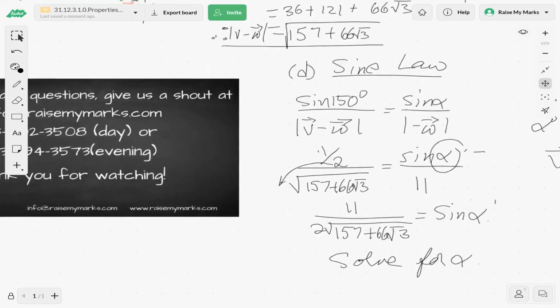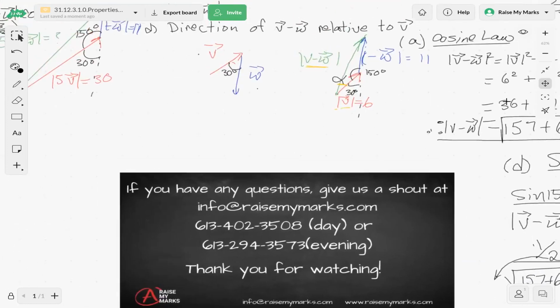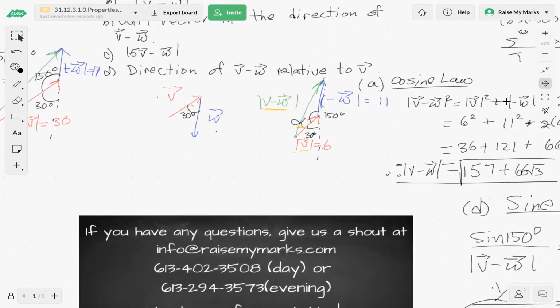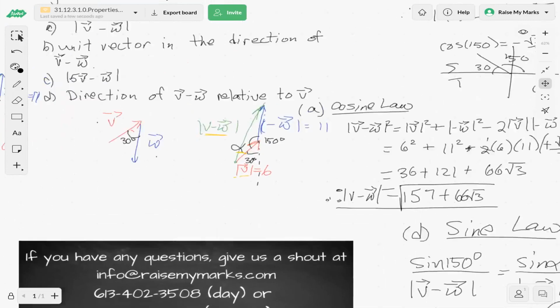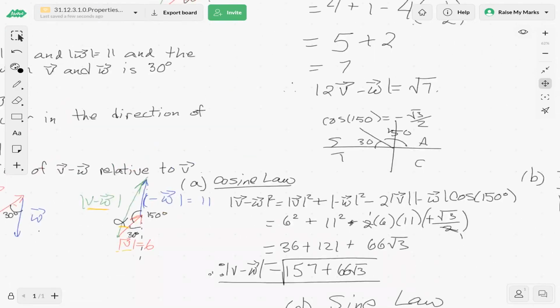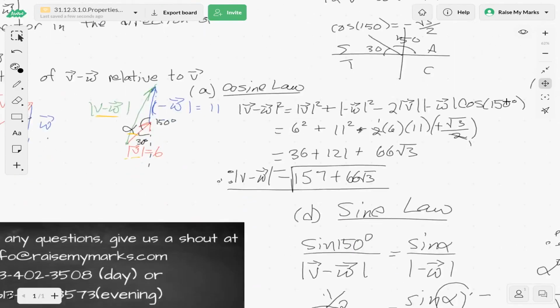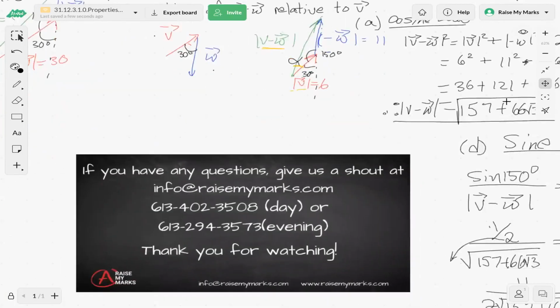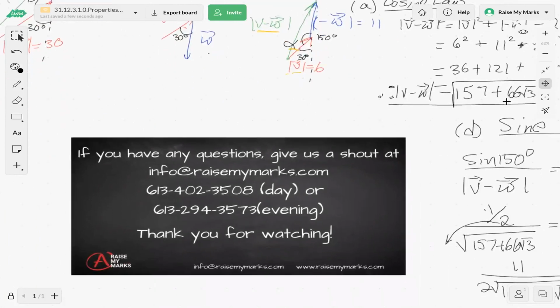Good. All right. So we've done quite a bit here. We've used the cosine law, we've used the sine law, we used our CAST rule and the special triangles and trigonometry to solve these problems. A lot of trigonometry when dealing with vectors graphically.